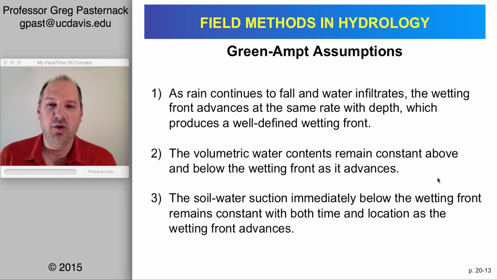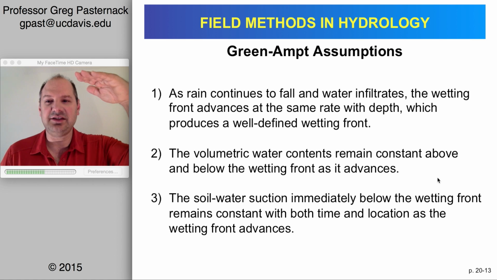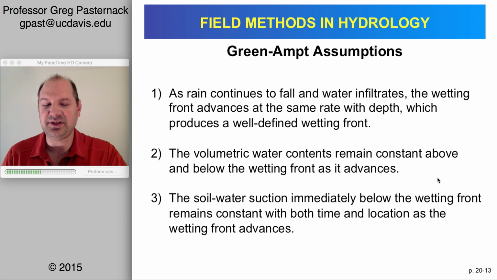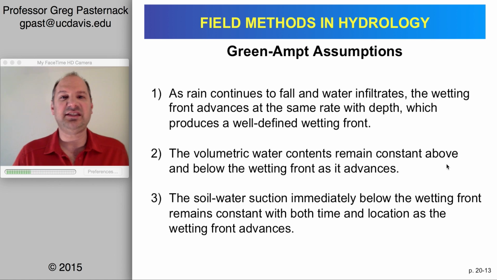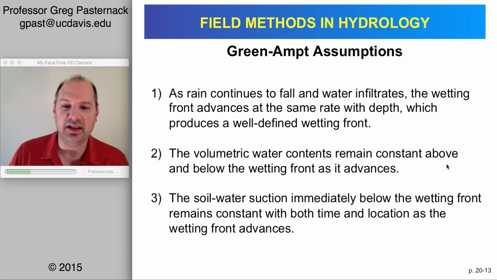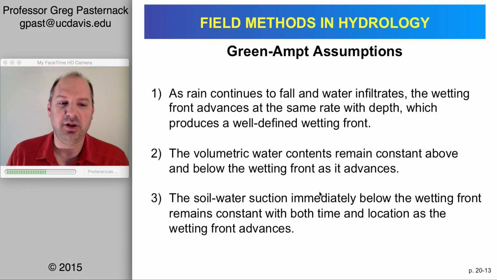First, we're going to assume that the wetting front advances at the same rate. So as it goes down, it's not moving faster. It's not slow, slow, slow, and then speeding up as it goes down. It's just going down at a nice constant rate. And there is a well-defined wetting front that we can treat as a step function. The volumetric water content remains constant above and below. So above it's saturated, below it's at the initial moisture content level. And also that the soil water suction or matrix potential immediately below the wetting front remains constant relative to the position of the wetting front.